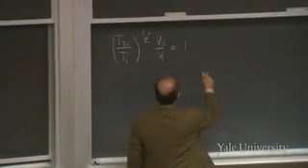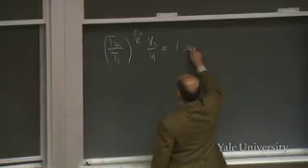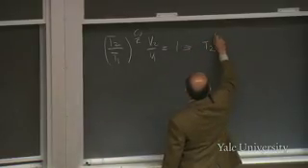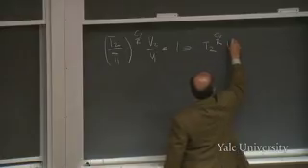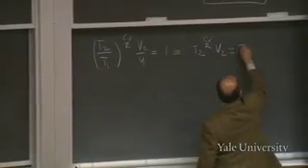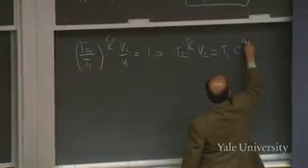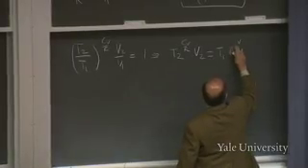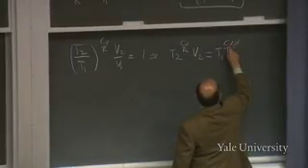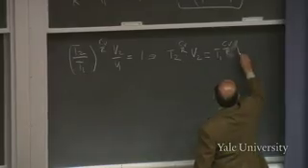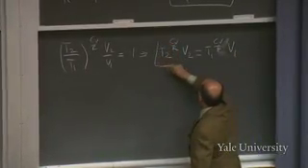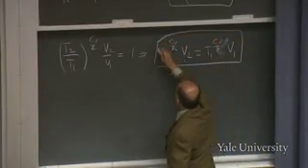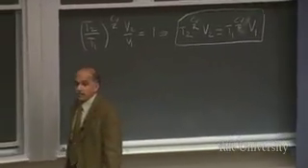And we usually write it as follows. We say T2 raised to the CV over R times V2 to the power 1 is T1 raised to CV over R times V1. So this is the relation between the temperature and the volume.